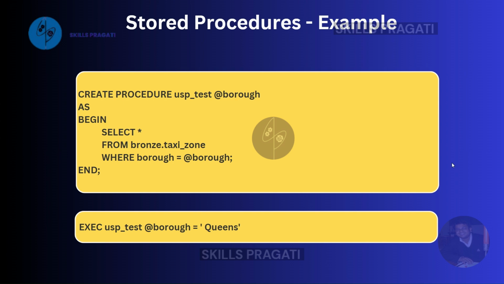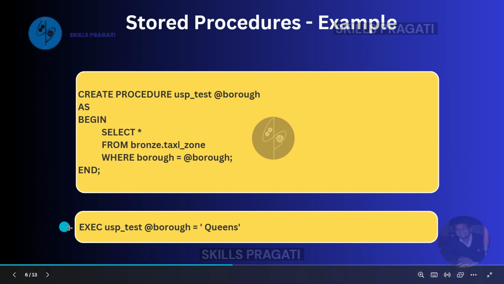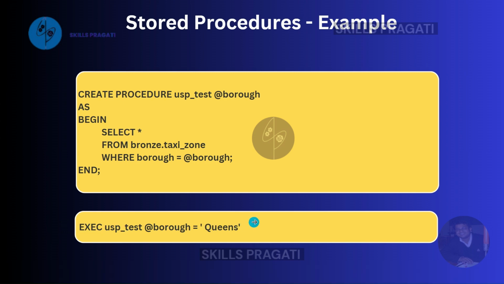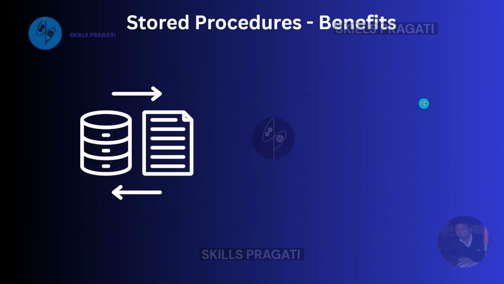You can then execute that stored procedure by using the EXEC or EXECUTE command. For this, we need to provide the name of the stored procedure to be executed, followed by the parameter values as shown here. Now let's take a look at some of the benefits of using stored procedures.